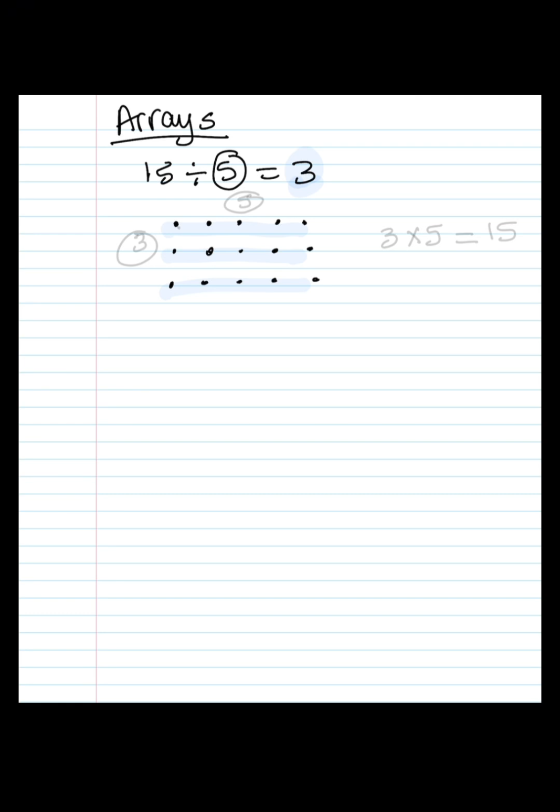And you can see that you have 3 rows here and 5 columns. In multiplication land, we would have done 3 times 5 equals 15. And now we're just doing the backwards of that. So we're saying we know our group size is 5, and we have 1, 2, 3 rows. So that's our number of groups. When you take 15 objects and divide them in groups of 5, you get 3 groups.